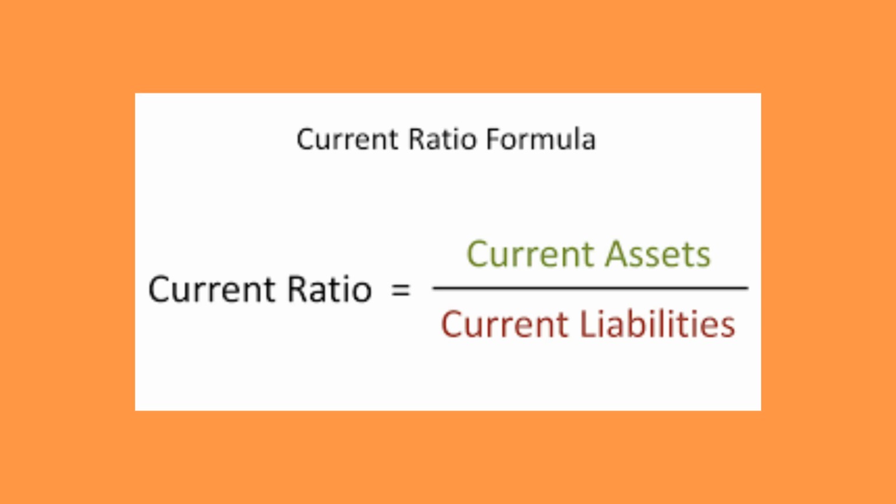First, the current ratio is a simple measure of liquidity. It's calculated by dividing your current assets by your current liabilities. This ratio tells you how well your business can cover its short-term obligations with assets that can be quickly converted to cash.